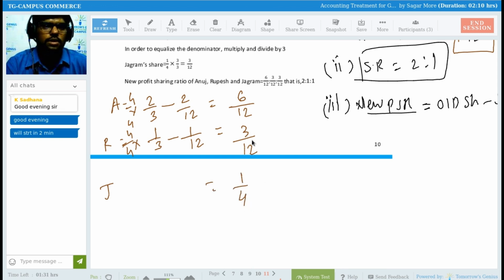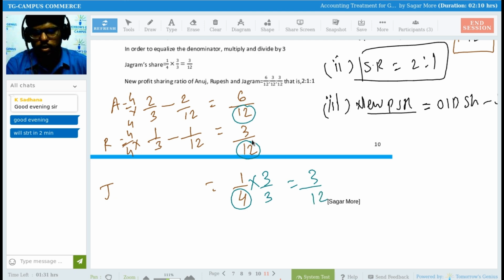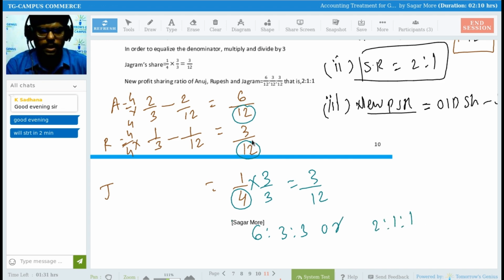So what will we do? We know that the denominators must be equal, no? For equalizing the denominator, we have to multiply here by 3. So the answer will be 3 upon 12, right? So the final answer is 6 is to 3 is to 3, or you can simplify this to 2 is to 1 is to 1, right?